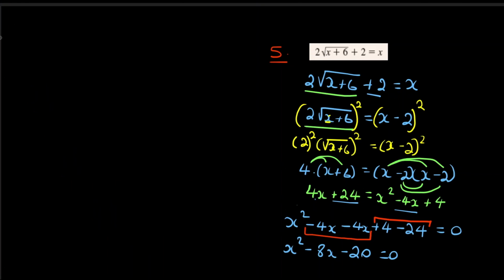So we have a quadratic equation, x squared minus 8x minus 20 is equal to 0. So we need to find the factors of 20, which is 1, 2, 4, 5, 10, and 20. Which of these two factors, when you add or subtract, will give you 8, and when you multiply, will give you negative 20.